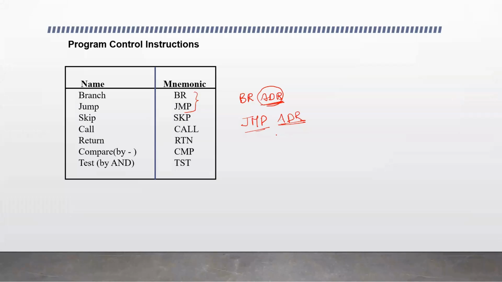If the condition is met, the control moves to the address given in the instruction. If the condition is not met, the control will not move to this address. It will follow the sequential order. This way, based on conditions, whether to branch or not can be decided by checking some conditions. So these instructions can be conditional or unconditional.